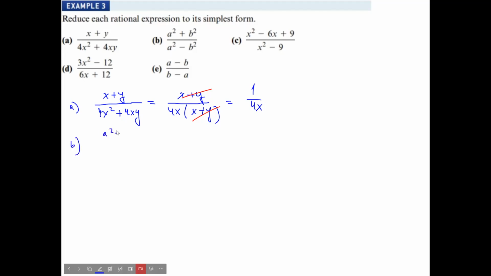So a squared plus b squared over a squared minus b squared. Even if I factor the bottom, it's not going to change anything, right? Because the numerator is what it is.